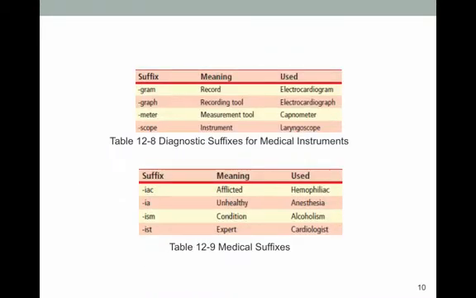Diagnostic suffixes for medical instruments. Gram: an electrocardiogram would be an example of this, an electric heart record. Graph: electrocardiograph, an electric heart recording tool. So, needle on the paper, marking out everything. Meter, measuring tool, capnometer. Scope, laryngoscope. Medical suffixes: iac, hemophiliac, afflicted, blood afflicted, unhealthy. ia, anesthesia. ism, alcoholism. ist, cardiologist.